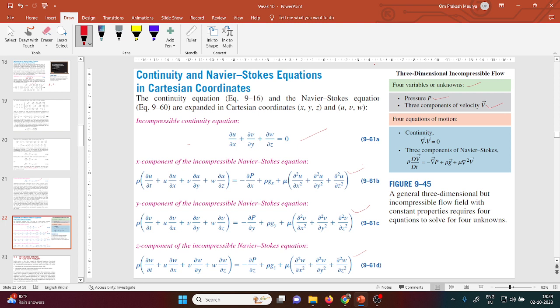Sometimes people ask: if we have the three Navier-Stokes equations and three velocity components, why do we need the additional continuity equation for solving the unknowns? You should always remember that pressure is also an unknown, so that is why we need four equations. This question is sometimes asked.